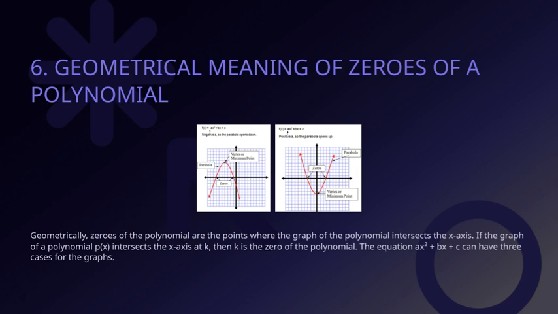When we consider a quadratic polynomial, like x² plus bx plus c, its graph can take on 3 different shapes or cases. Depending on the coefficients and the discriminant, the parabola may intersect the x-axis at 2 points, touch it at 1 point, or not intersect at all. These cases help us understand the relationship between the polynomial's algebraic zeros and the graphical behavior.